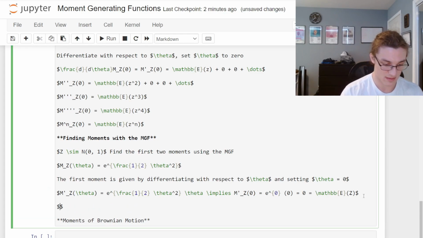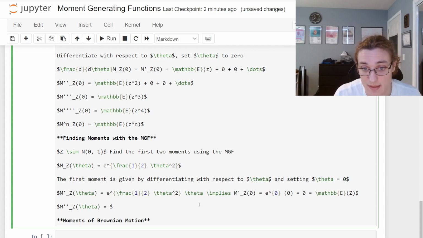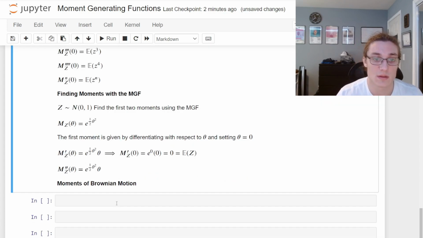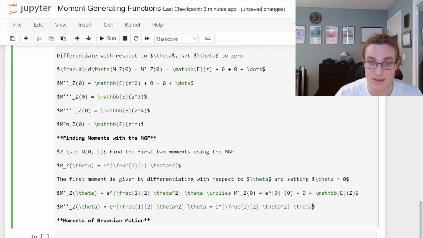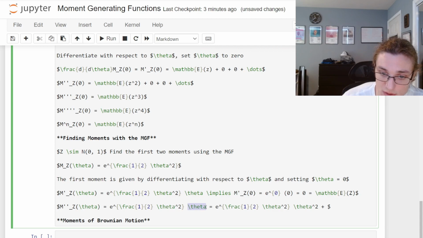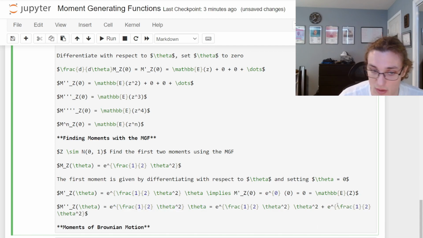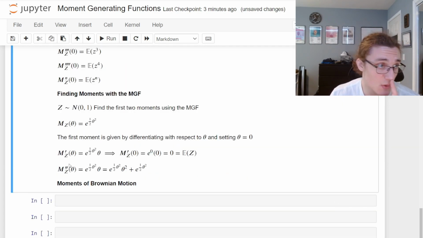So we're going to have M double prime z of theta is equal to, now we need to differentiate the derivative. So we have e to the 1/2 theta squared times theta. We're going to need to use the product rule here. So the derivative of the first guy, e to the 1/2 theta squared, is e to the 1/2 theta squared times theta. So we'll throw that in there. Then we need to multiply by the second term, so that's going to turn into theta squared. Plus the derivative of theta is just going to be 1. Then we'll have the original quantity there as well. So this is going to be the second derivative of the moment generating function with respect to theta.